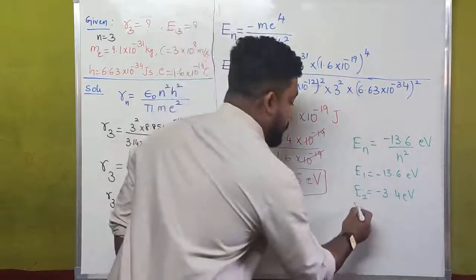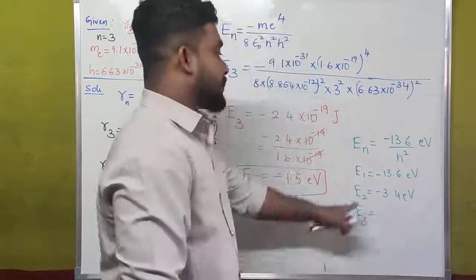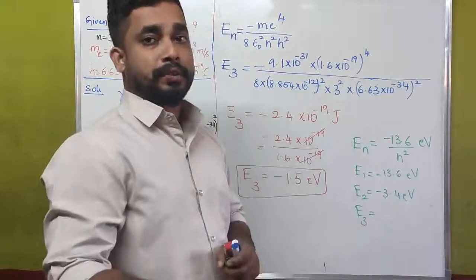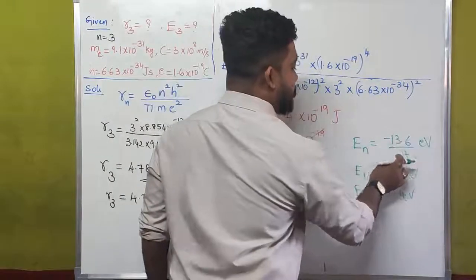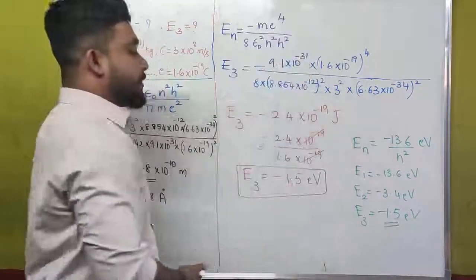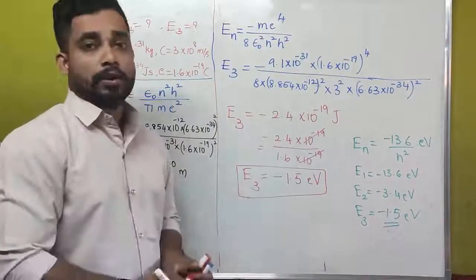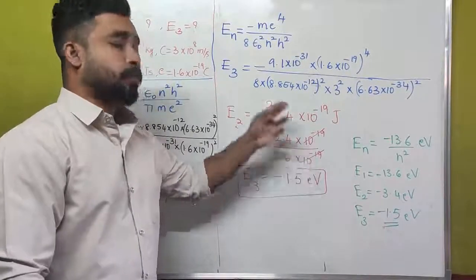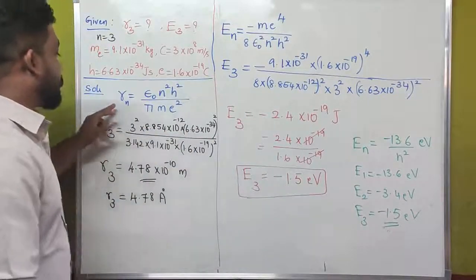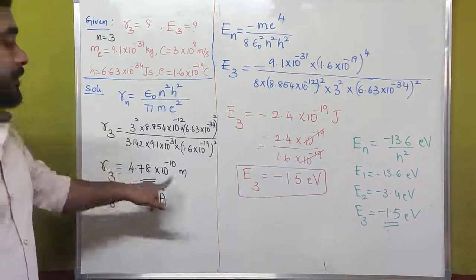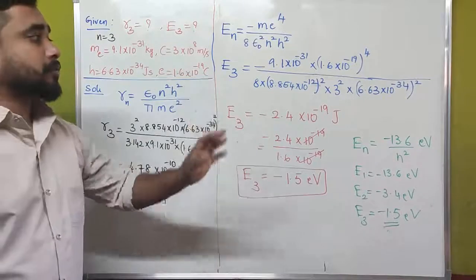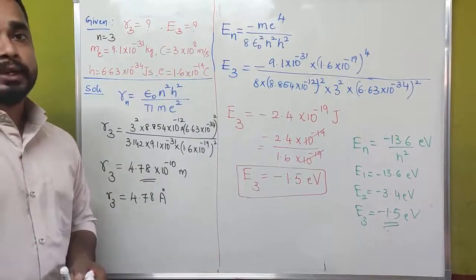And for the third orbit, E3, n is equal to 3, n square is 3 square, which is 9. 13.6 divided by 9 is minus 1.5. So we can easily verify whether the answer is correct or not. Minus 1.5 electron volt is the right answer for the energy of the third orbit. Here we have calculated the radius of the third orbit, and the energy of the third orbit is minus 1.5 electron volt. These kinds of problems are very important from your exam point of view.